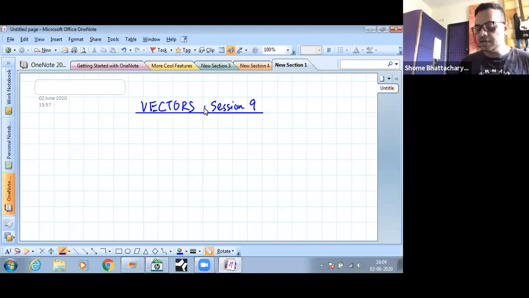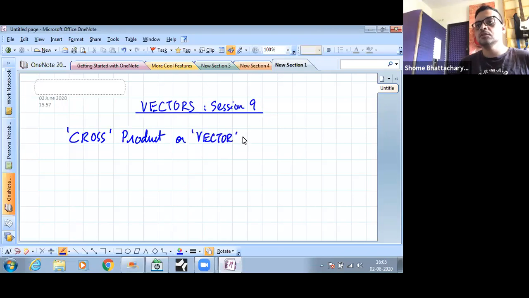So today's session, we will be starting with the understanding of the final type of vector operation that we have to study, which is called the cross product, also called vector product. Last couple of times, we've been looking at dot product or scalar product of vectors. Start by understanding this new type of operation, and then we'll do some revision questions also later.